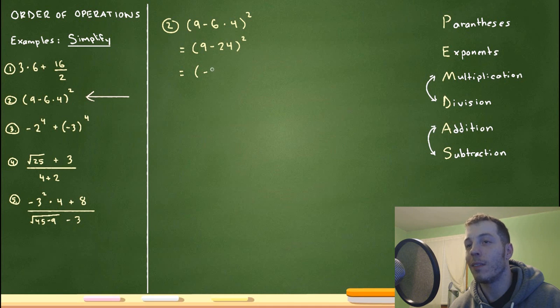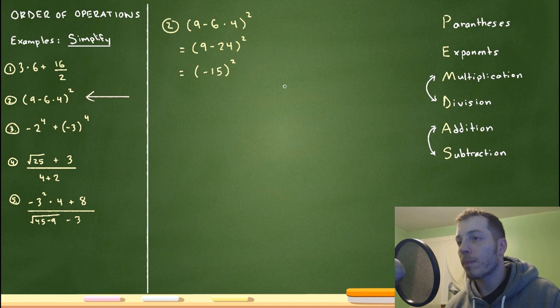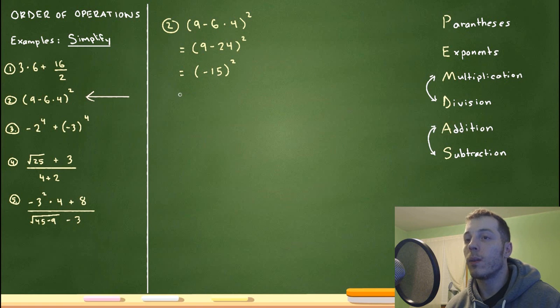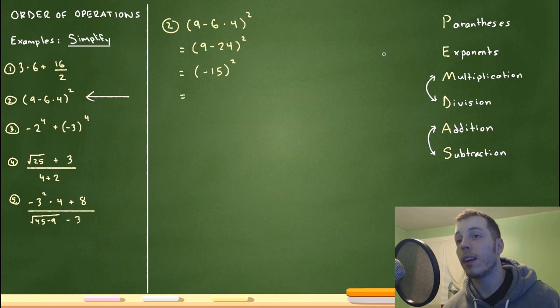Yeah, negative 15. Okay, and that is all being squared still. Now that looks to be about it inside the parentheses. We can't do anything else. So we move on back to the top of the list. We're done with the inside of the parentheses. What's next? Well, if there's any exponents, we have to make sure we carry out the exponentiation.